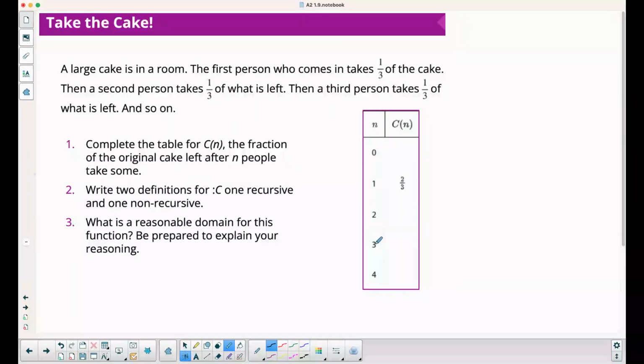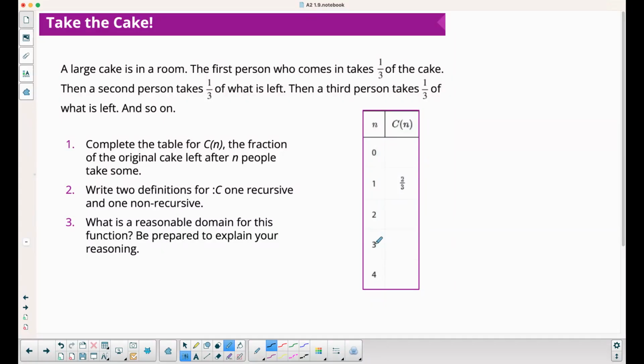All right, next thing, take the cake. A large cake is in a room. First person who comes in takes 1/3 of the cake. Then a second person takes 1/3 of what is left. Then a third person takes 1/3 of what is left, and so on. Complete the table for C of n, which is the fraction of the original cake left after n people take some.